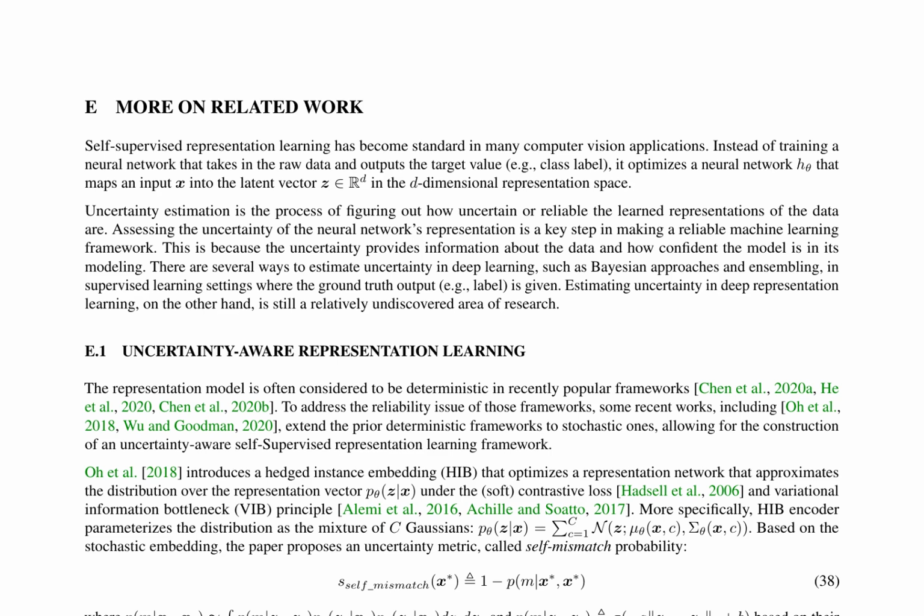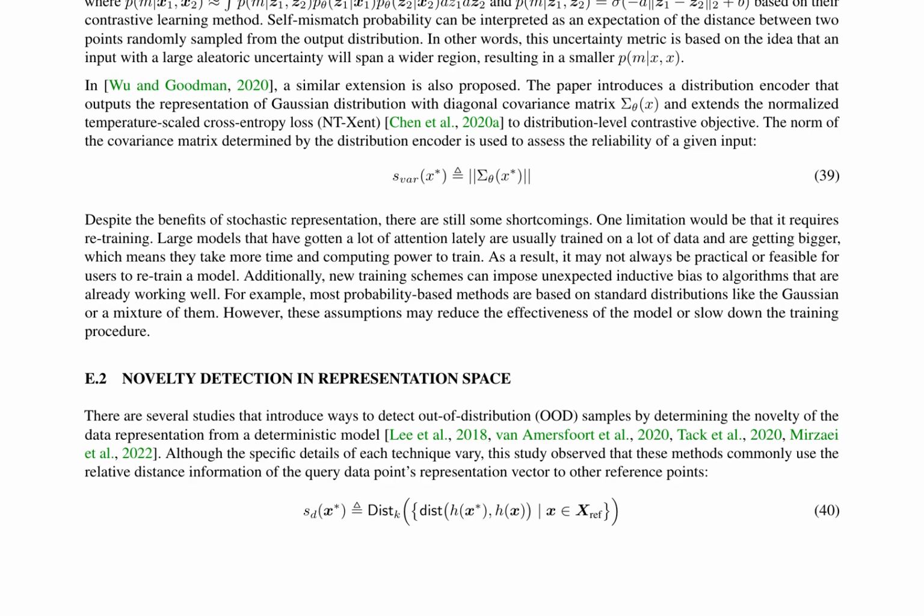Wu and Goodman, 2020, proposed a similar extension by introducing a distribution encoder that outputs the representation of a Gaussian distribution with a diagonal covariance matrix Sigma_x. They extended the normalized temperature-scaled cross-entropy loss, NT-Xent, to a distribution-level contrastive objective, where the norm of the covariance matrix determined by the distribution encoder assesses the reliability of a given input.